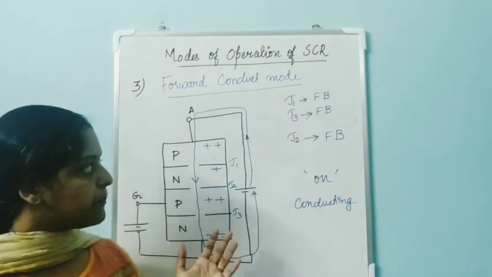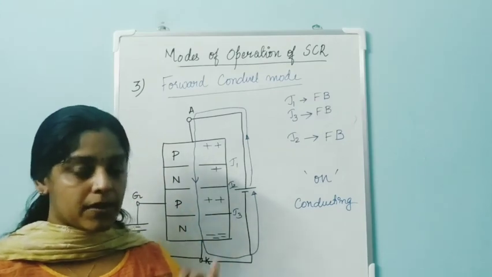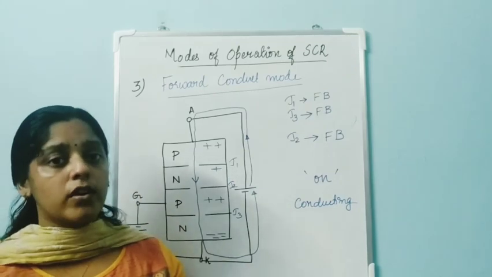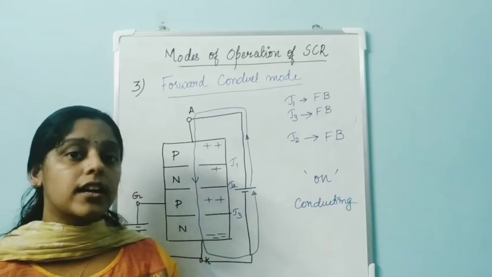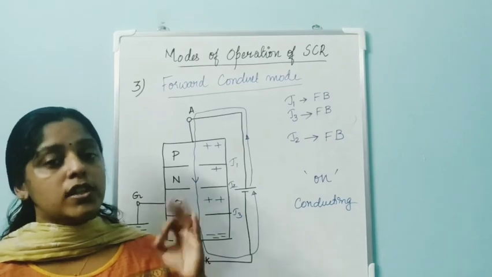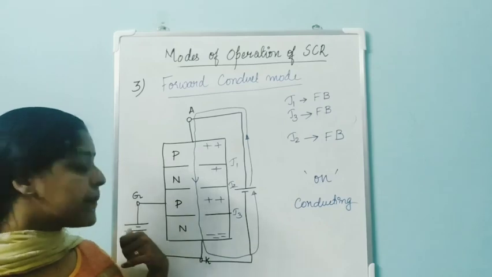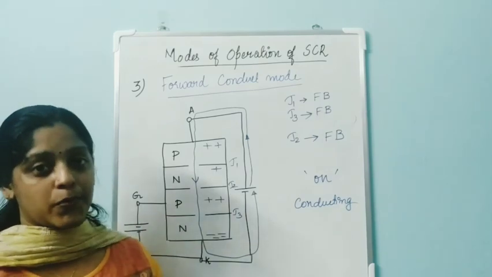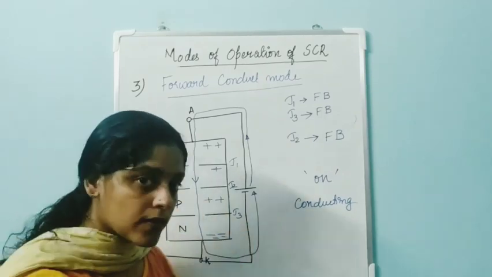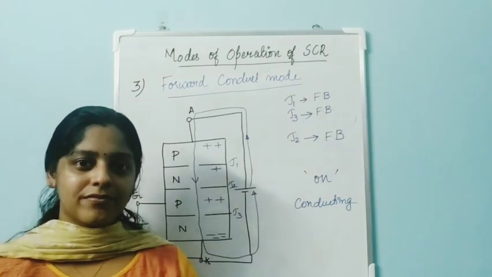There are so many other methods to turn on the SCR that we will see later. But for the time being, under the three modes of operation, the first one is reverse blocking mode, where the device is connected in the reverse biased condition. The second one is forward blocking mode, where the device is connected in the forward biased condition but it is not conducting. And the third one is forward conduction mode, where the device is forward biased and at the same time you are providing a gate pulse also. Only then you can convert a device from forward blocking mode to forward conduction mode with the help of a gate pulse. Okay, thank you.